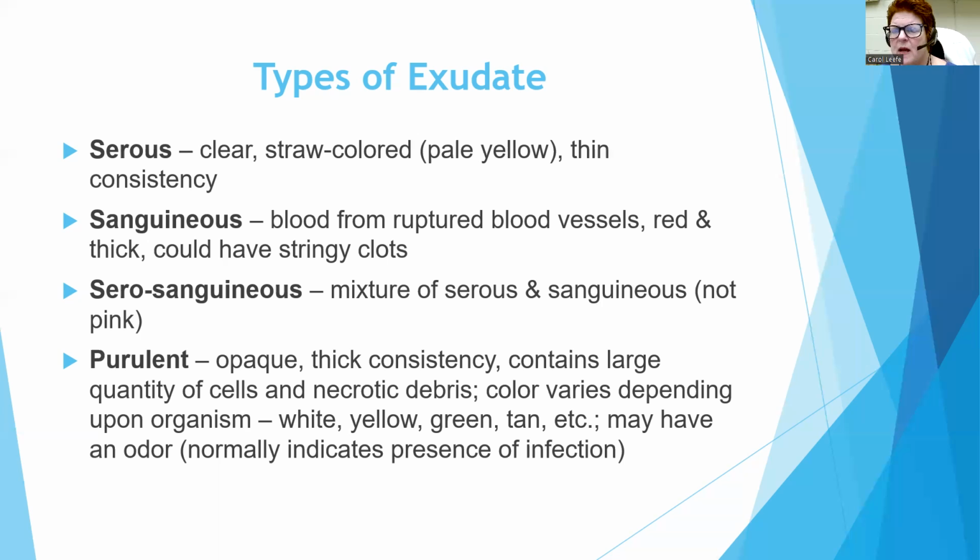When we look at infection, we're going to talk more about purulent drainage and how to get a culture from wounds to be able to tell what kind of organism is there. It also may have an odor that needs to be noted. So when you're documenting purulent drainage, you want to make sure you describe all the factors here. Purulent drainage normally indicates the presence of infection.